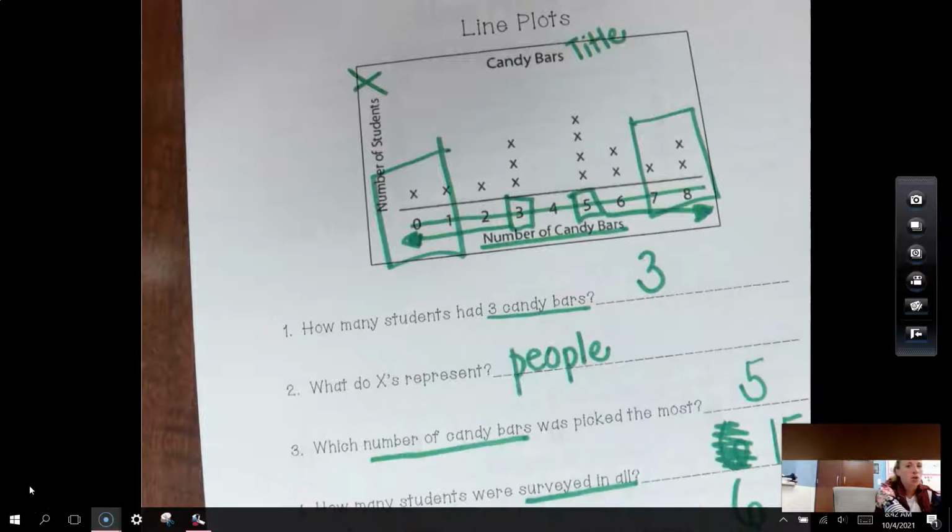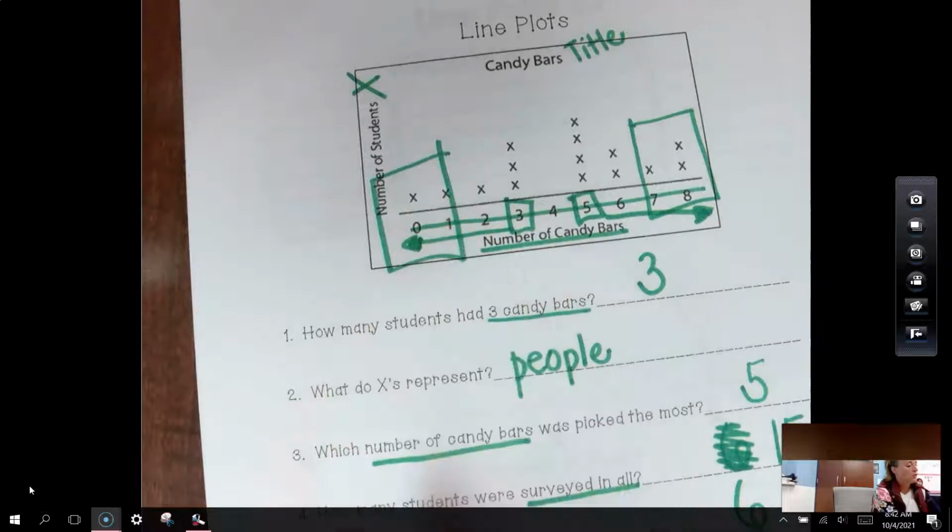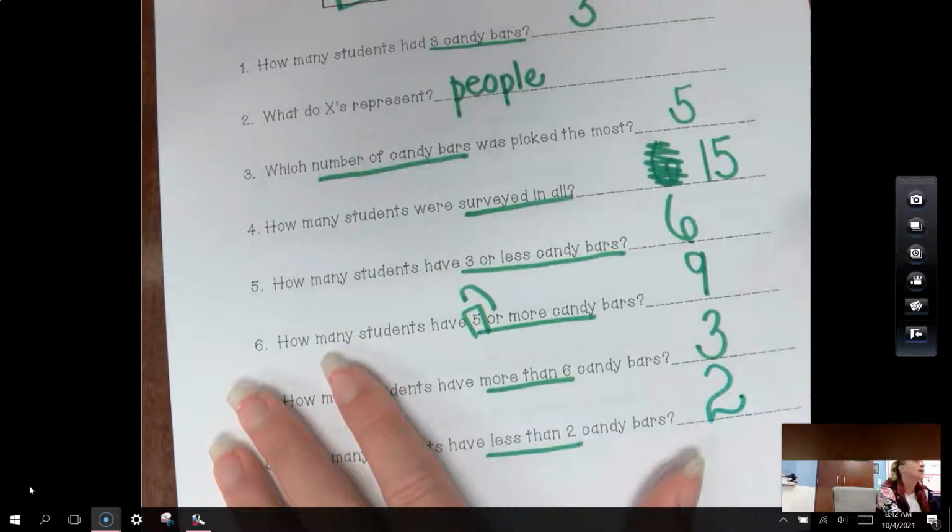So, how many chose less than 2? We have 1, 2. 2 children had less than 2.